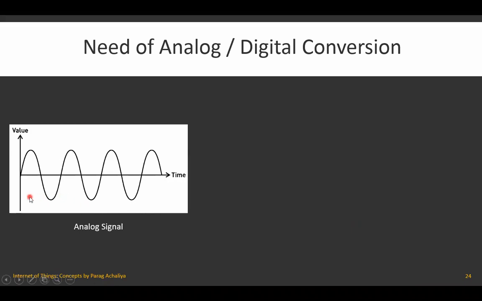This is your analog signal. An analog signal will be like this only. So this analog signal which is generated by your sensor, or whatever data is generated by the sensor, will be in this analog format.